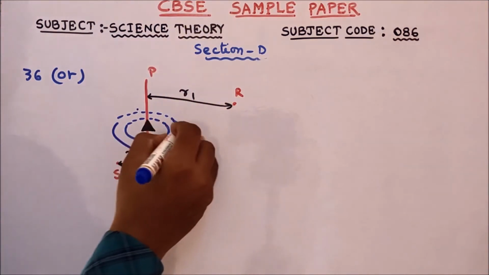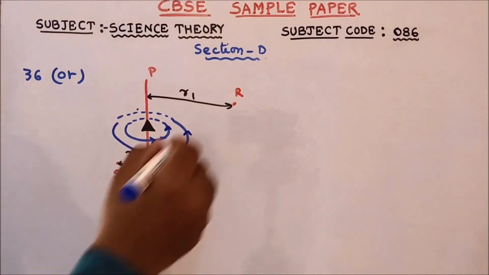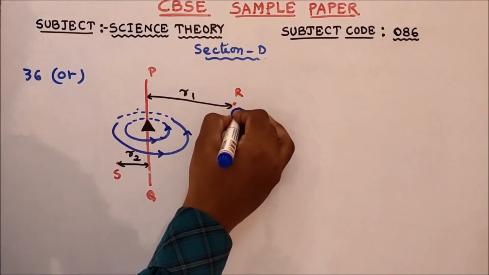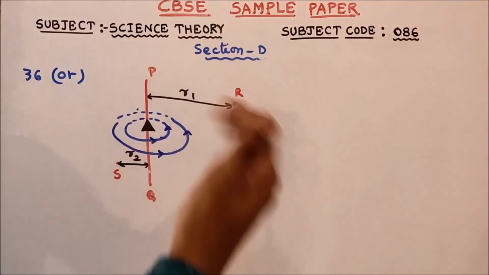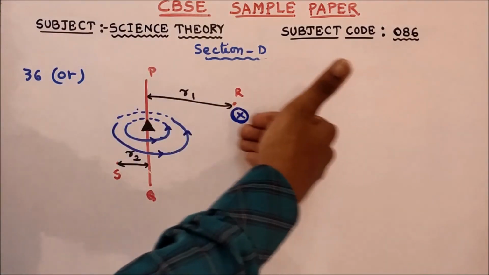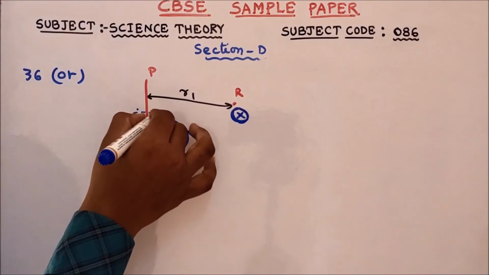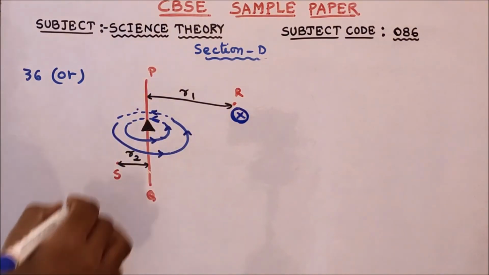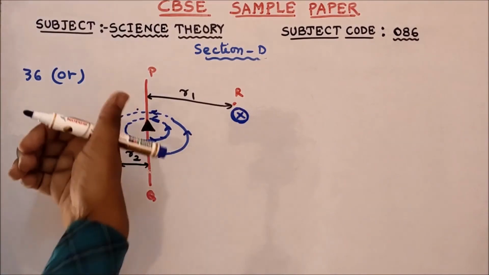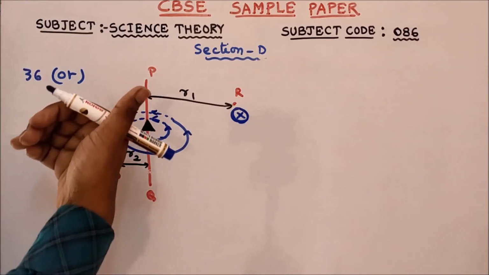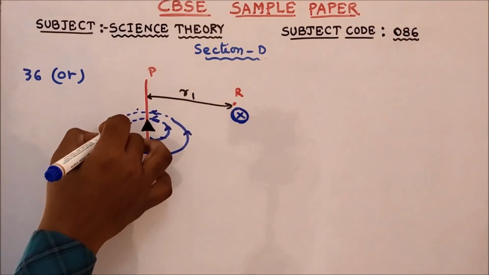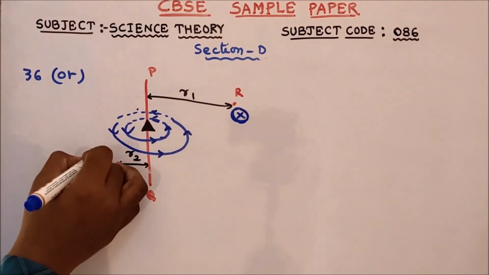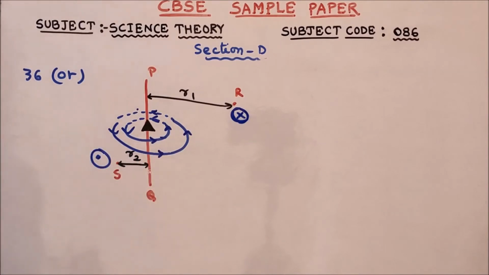Since they are moving into the plane, how do I represent into the plane? I'll draw a cross inside a circle. Now see that behind the conductor, the curved fingers are moving from right to left. And when I see here at S, at this point the direction of the curved fingers is out of the plane. So how do I show out of the plane? By drawing a dot in a circle.